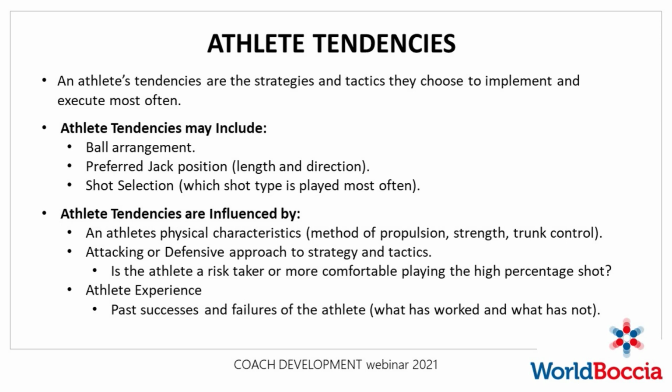When we're talking about physical characteristics, we can also talk about strength and trunk control. Trunk control can influence the ability for an athlete to be able to line up at a shorter distance or at a sharper angle. And all of these characteristics have an influence on where an athlete is going to prefer to play based off their physical profile.